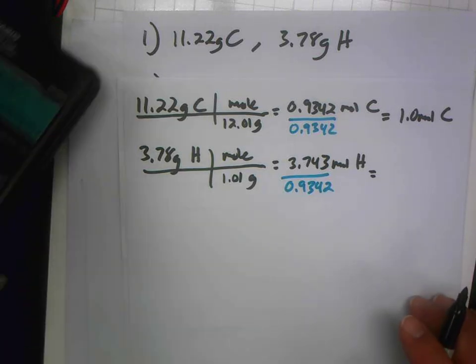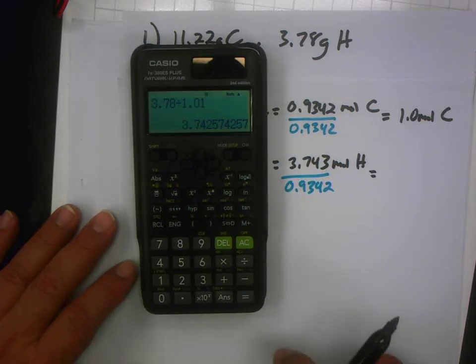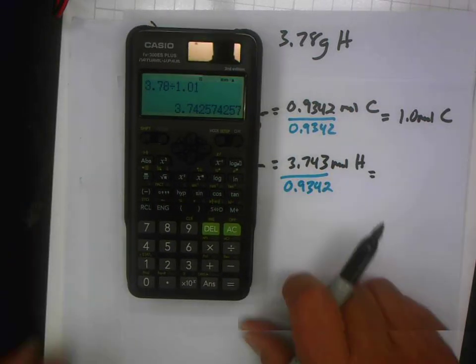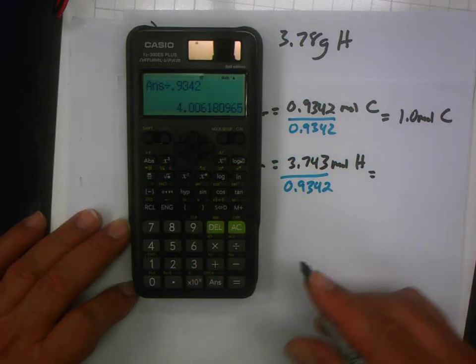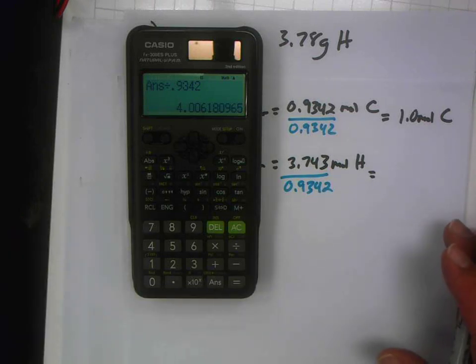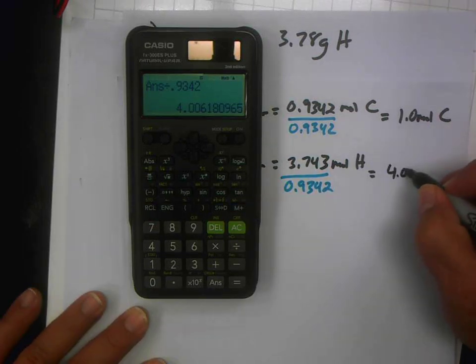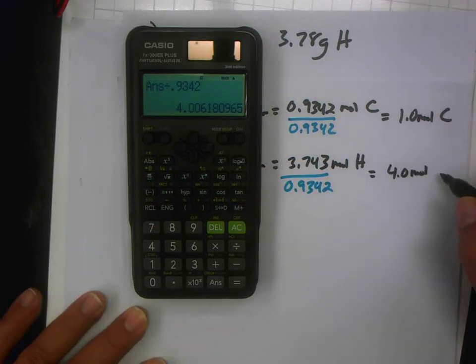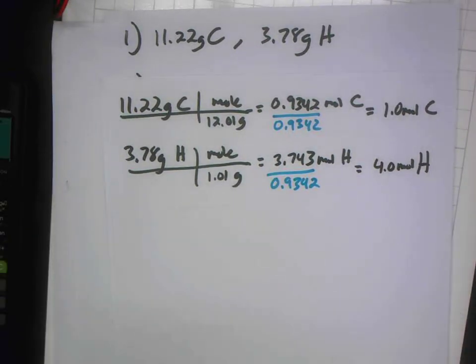So if I have 3.743 moles of hydrogen, I take that number, which is already in my calculator, and divide by 0.9342. What I'm going to get is 4.006. Notice that it's really close to an integer, almost 4.00. I'm just going to round it to 4.0 moles of hydrogen. What this is telling me is that for every 1 mole of carbon, there are 4 moles of hydrogen.